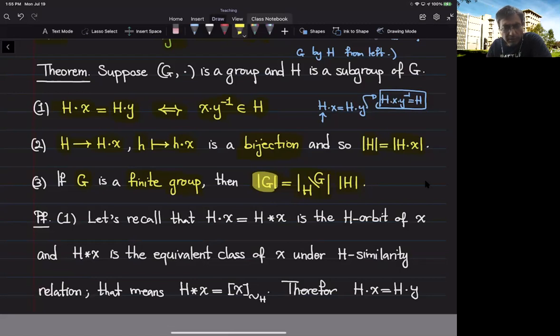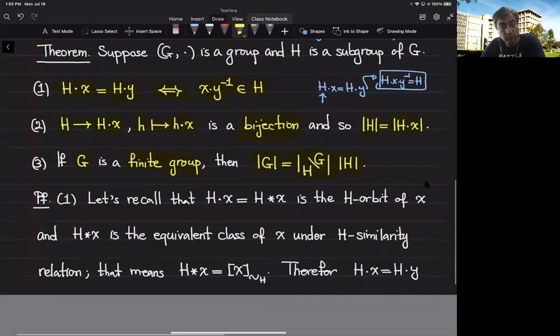I'm going to write this separately and put more emphasis on this. But at the moment, let's try to understand it again: if H is a subgroup of G, then the number of right H cosets times the cardinality of H gives me the cardinality of G. Okay, let's go through the proof. Let's start with part one.